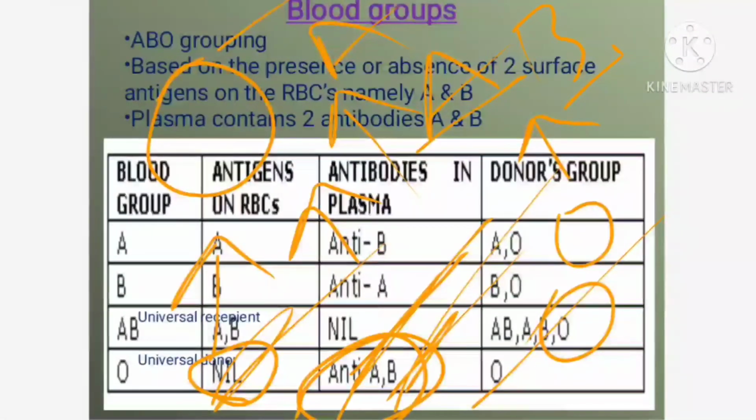So the universal recipient is AB, meaning we can receive from anyone. That blood group is what? AB blood group. AB blood group can receive from any person, no problem. But O blood group is a universal donor. O can give, it's a rare group, and O can give to anyone because it is a universal donor, as it does not contain antigen A or antigen B.